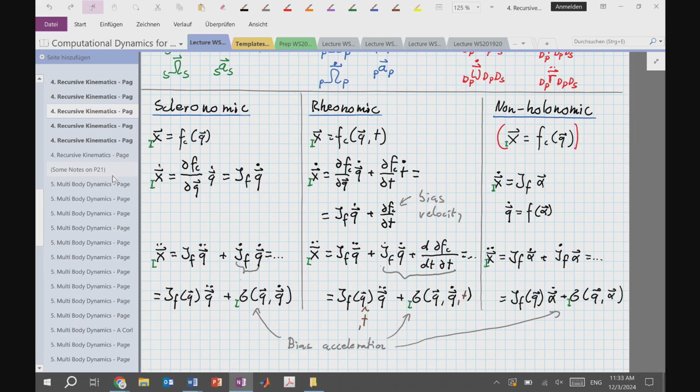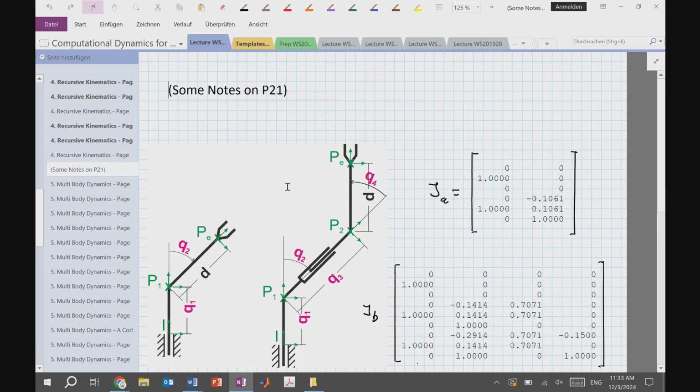I want to start this next chapter with a quick recap of what the Jacobian is doing, because it will become very, very important in the following. And I want to do this along this problem 21, which was homework until last Thursday, which you then basically extended into an N robot.